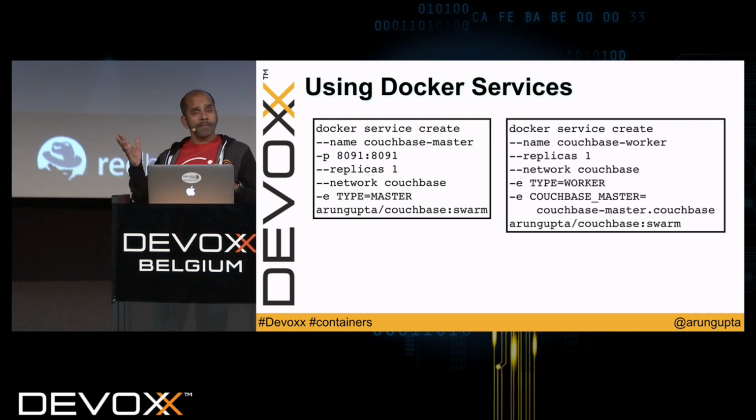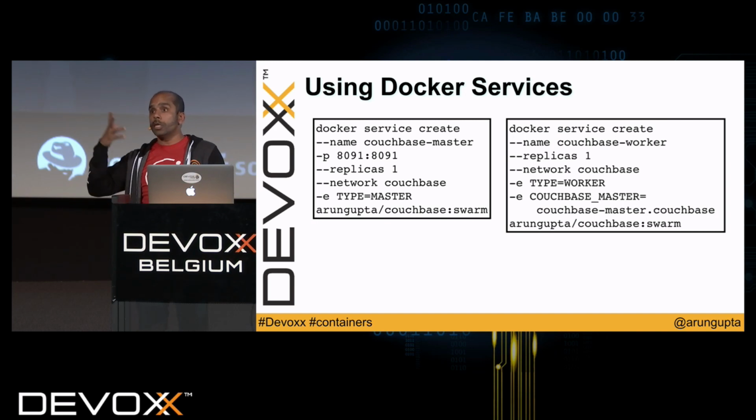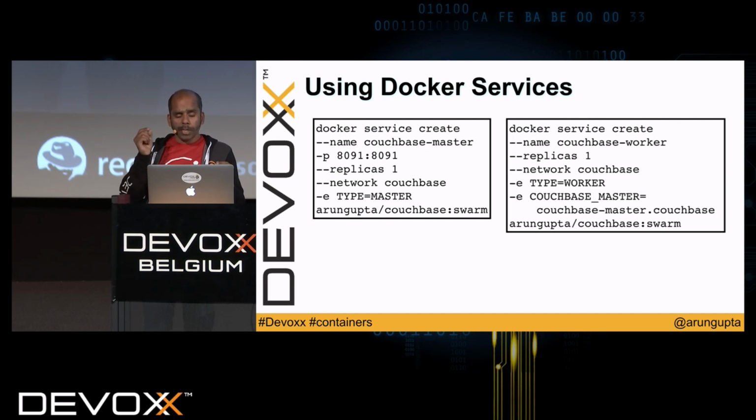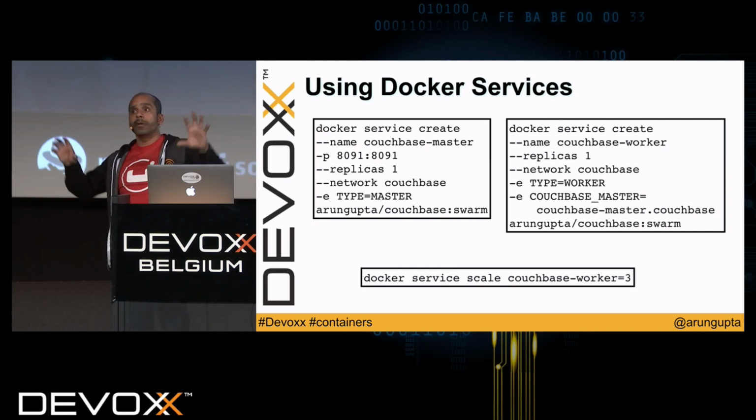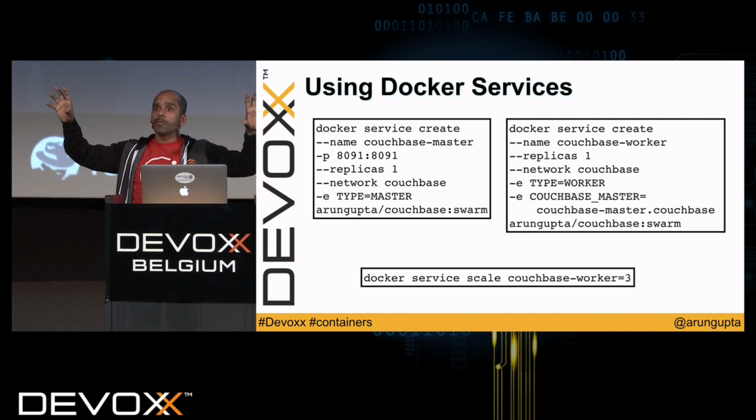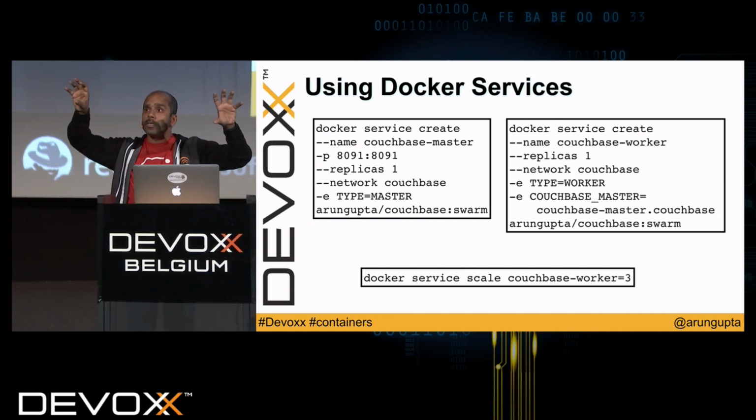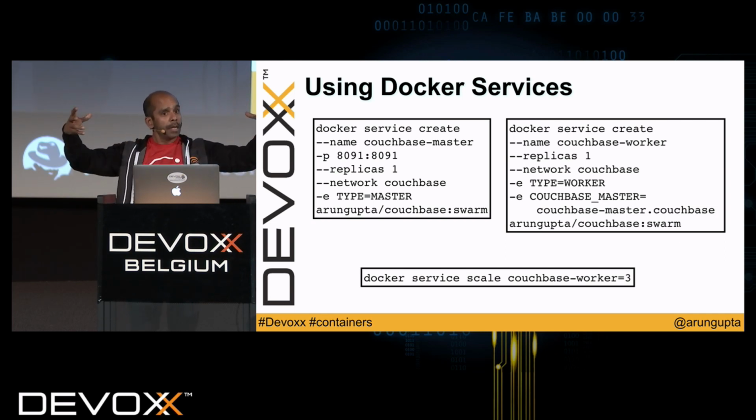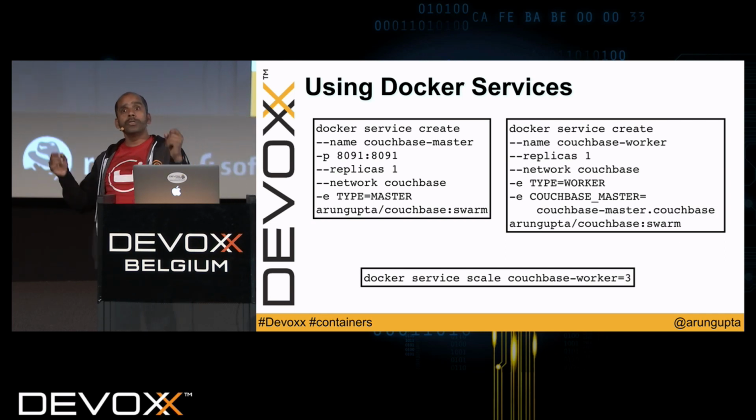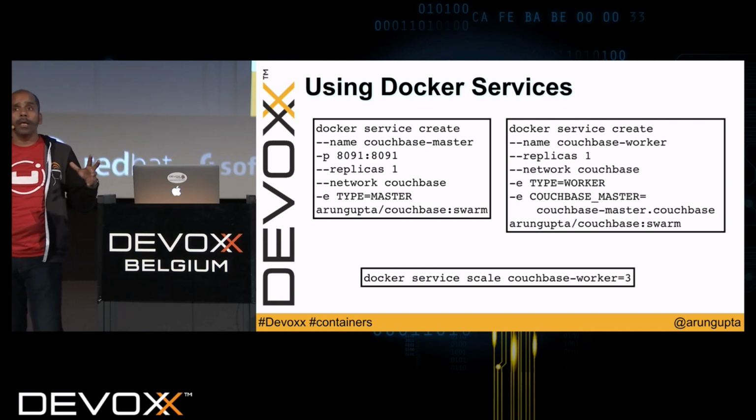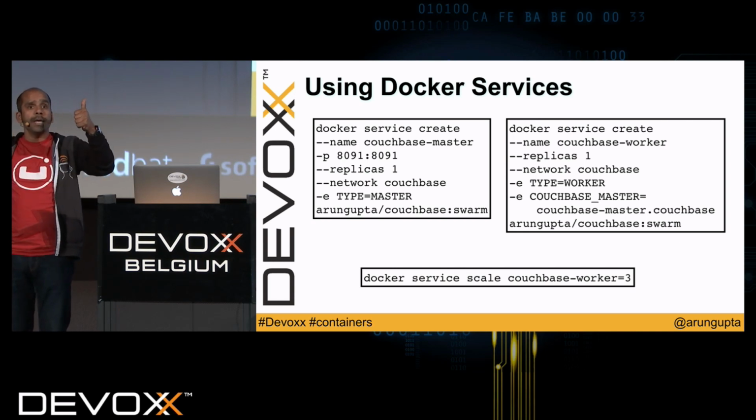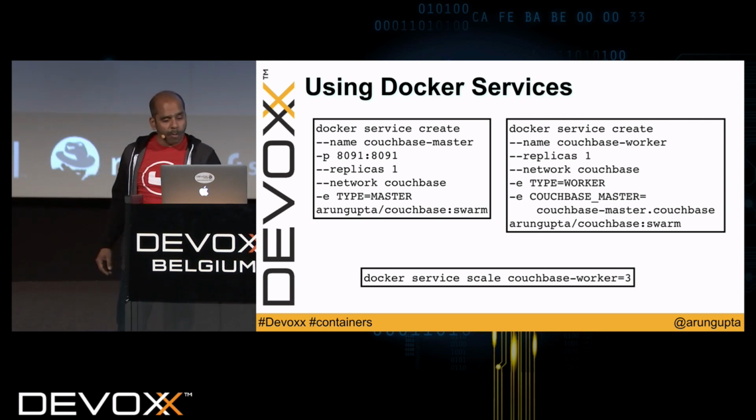The second service I start is again docker service create. This is a Couchbase worker service, with a single replica. I'm saying type is equal to worker, and COUCHBASE_MASTER pointing to the master service here, with the exact same image. Once I've done the master service and the worker service, the container started by the worker service has added itself to the node. It's a 2-node cluster. Now I can use standard Docker commands. I can say docker service scale couchbase-worker=3. So now 3 instances of worker and 1 of master are running. It's a 4-node cluster.